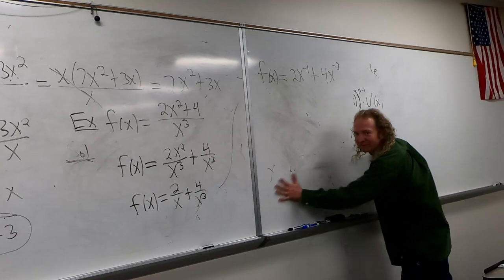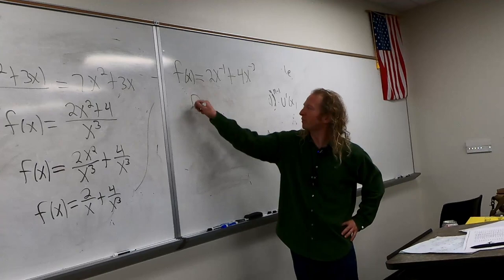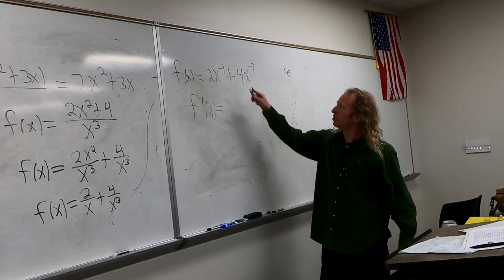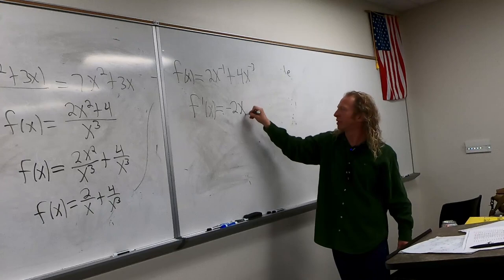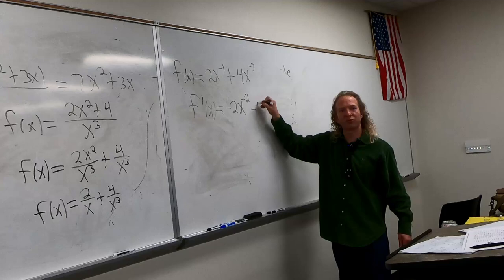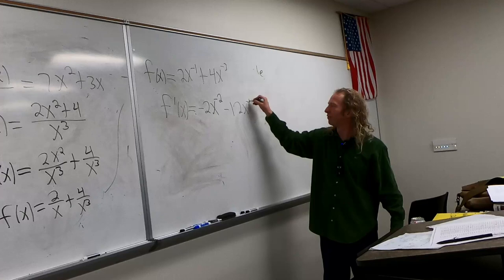So now we're ready to take the derivative. So f prime of x. You just put the negative in the front, so negative 2x to the negative 2, and then minus 12x to the negative 4. Is that what you all got? Who got it right? Just curious.